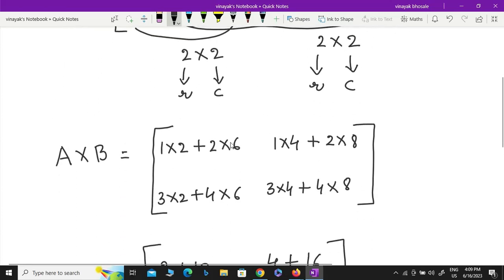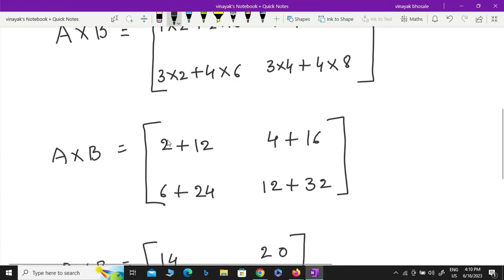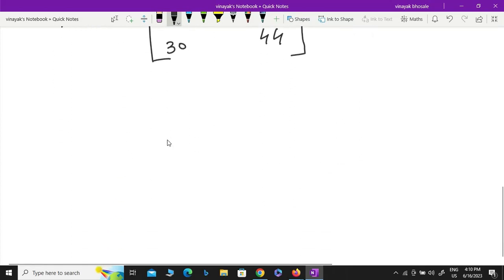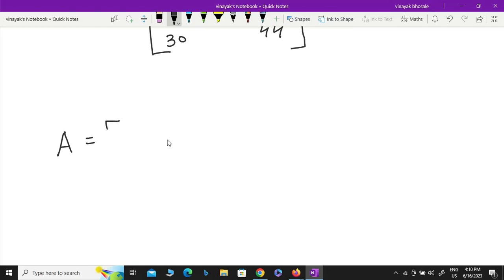Now let us see how to multiply two matrices of different dimension. Okay, so now I'm going to create two matrices again. I'm going to call the first matrix A, and this matrix is going to have these values. So let's say 1, 2, 3, 4, 5, 6.